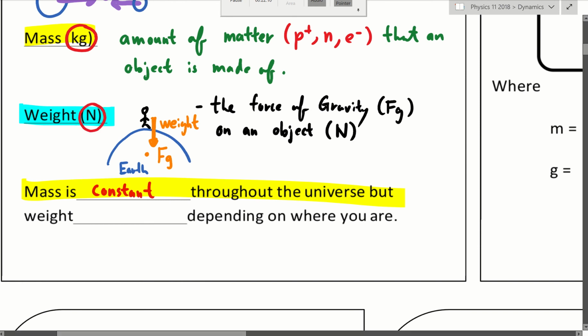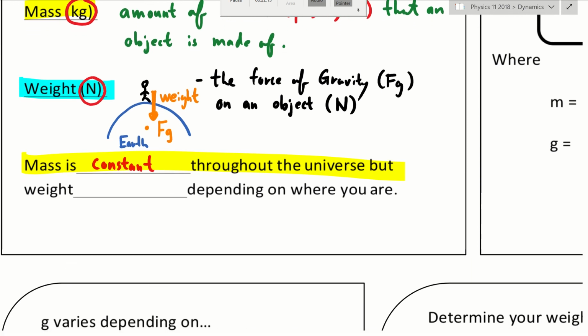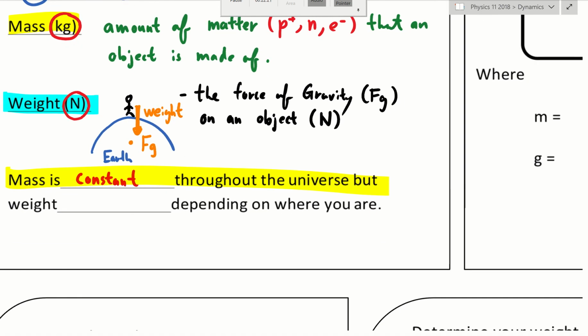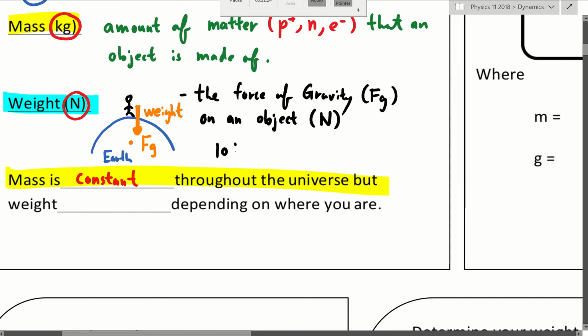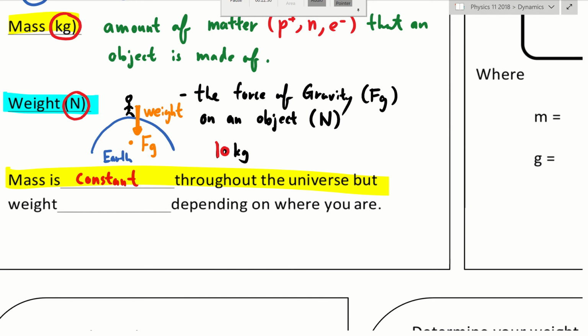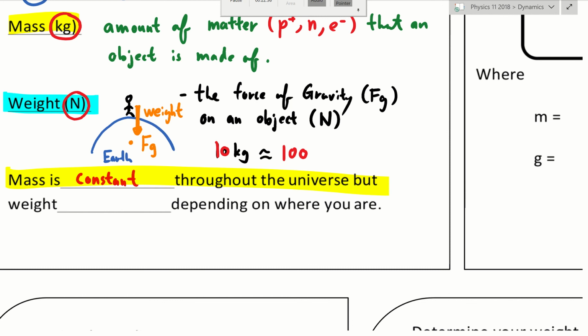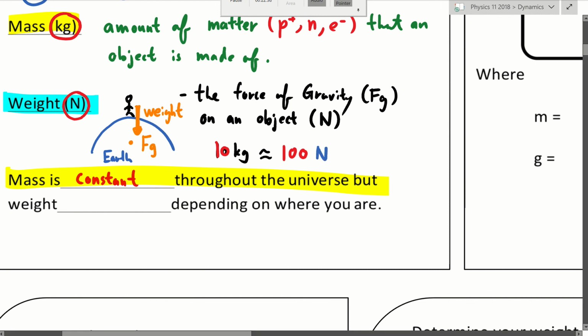It's a force. So your force of gravity will change depending on where you are. Generally speaking, the more massive you are, and the more massive the object that's attracting you, for example the Earth, the more your weight. So on Earth, if your mass is 10 kilogram, then the Earth will pull you down with approximately 100 Newton of force. The number on the left is your mass, the number on the right is your weight. This is only true on Earth, because force of gravity is different on different planets.